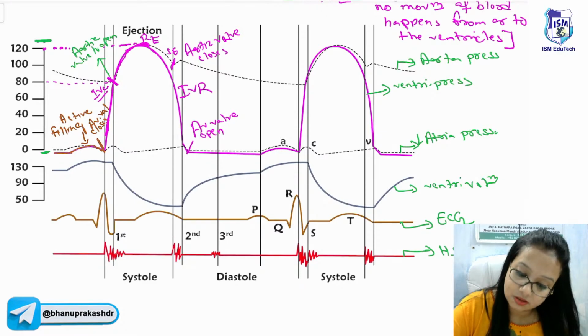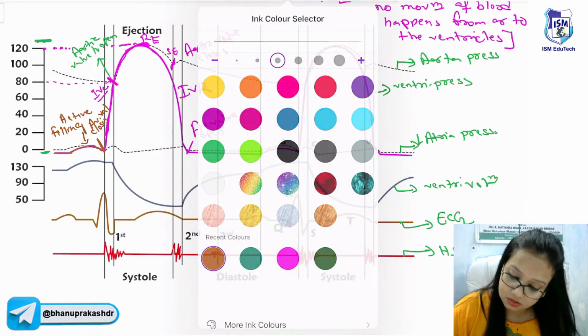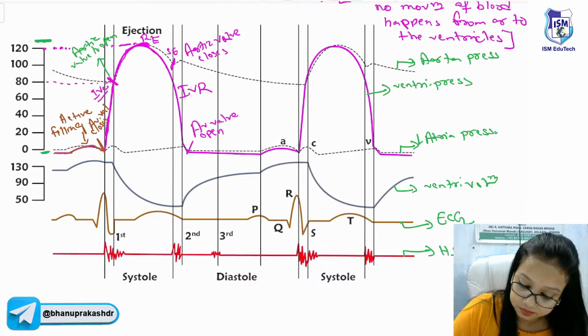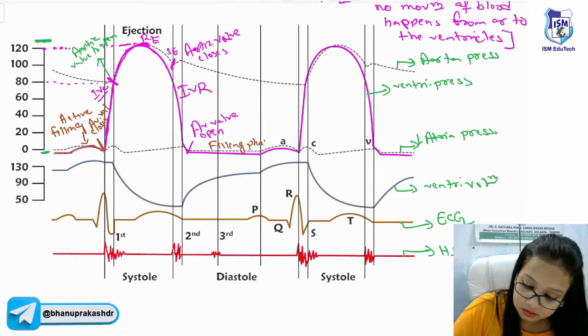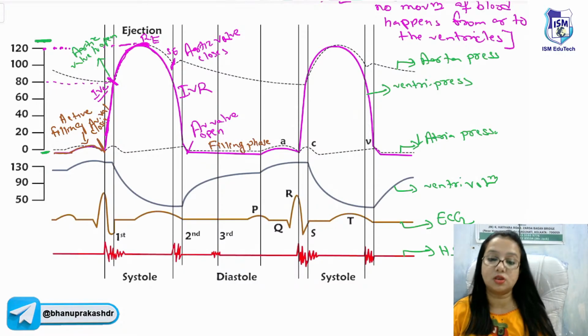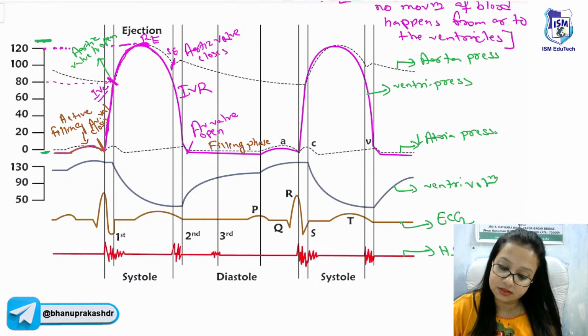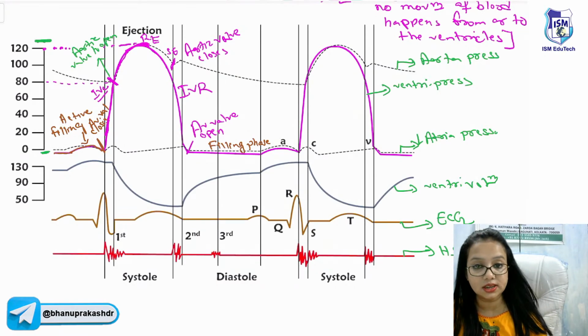So when the AV valve opens, what happens? What happens next is the filling phase. This is the filling phase of the ventricle. Then again the active phase starts and again the whole cycle starts again.